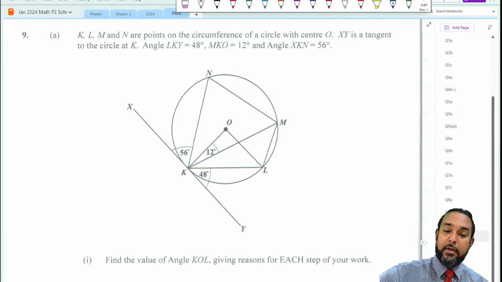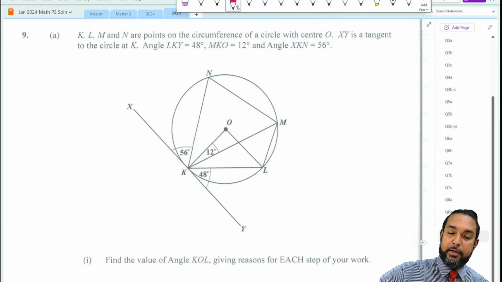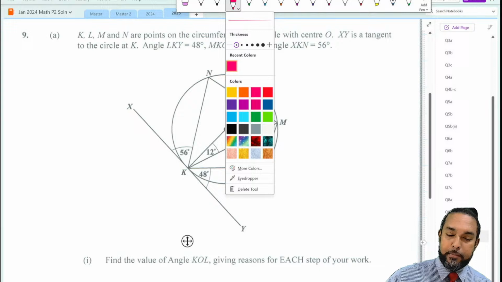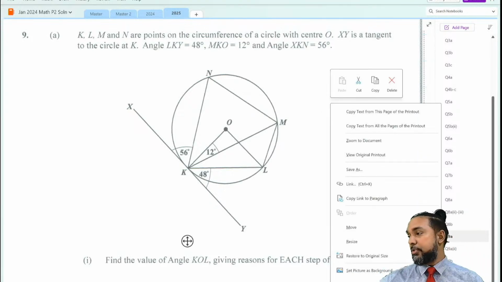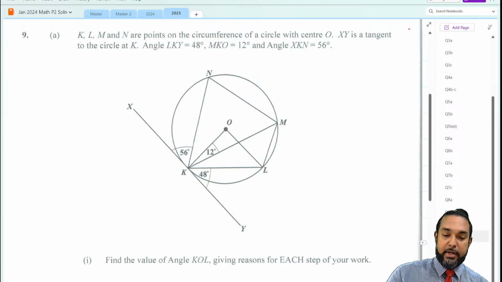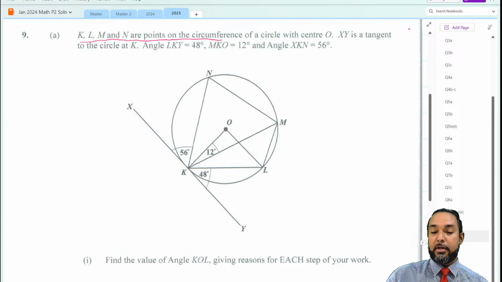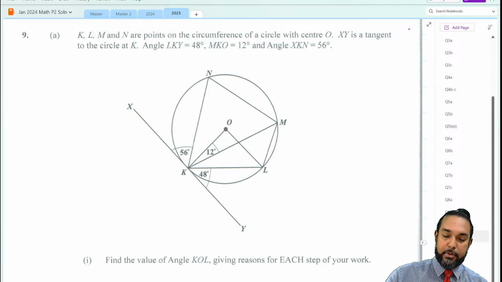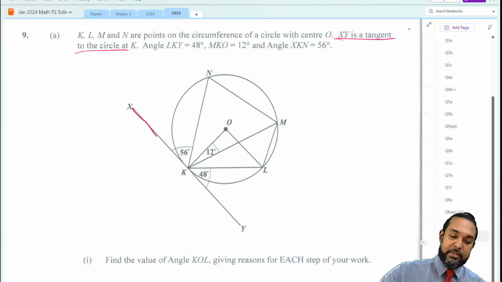Of course, question 9 has both circle geometry and trigonometry. As per usual, let's read the question and see what rules we could apply. K, L, M, and N are points on the circumference of a circle with center O. XY is a tangent to the circle at K. So XY is this line across here, and a tangent is a straight line that touches a circle at one point.